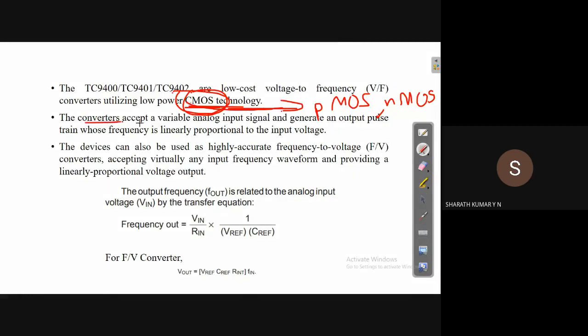So the converters accept a variable analog input signal and generate an output pulse train whose frequency is linearly proportional to the input voltage. Okay, then see, the input is analog, output is also analog. Then what's the difference? Input is an analog signal, output is a frequency. Output is again a variable voltage, and this voltage may not be proportional to input voltage in terms of amplitude, but its frequency can be varied.